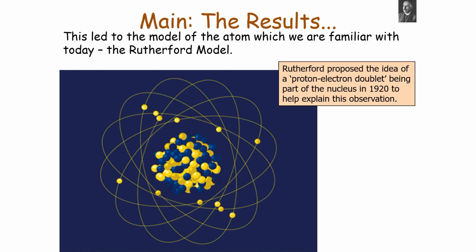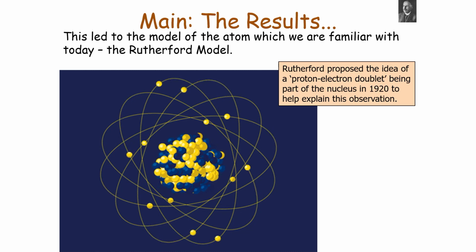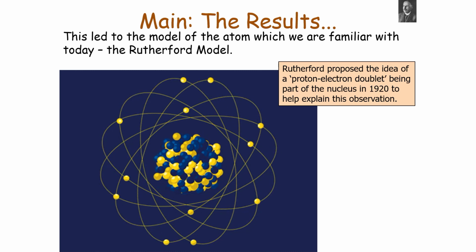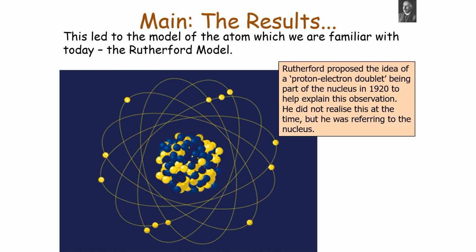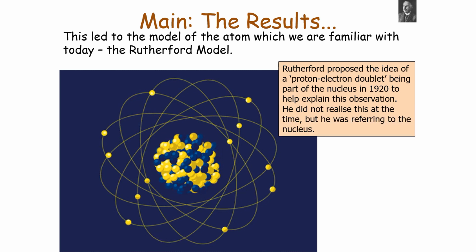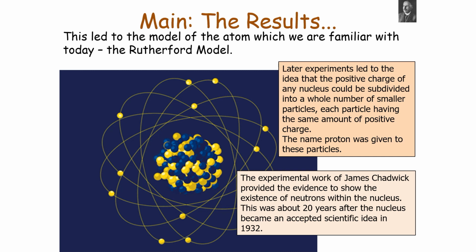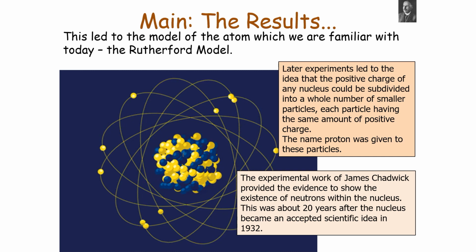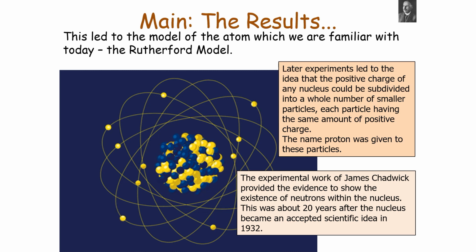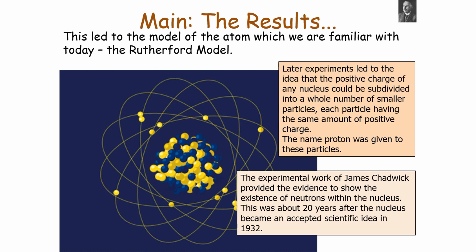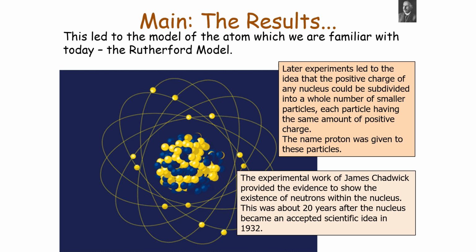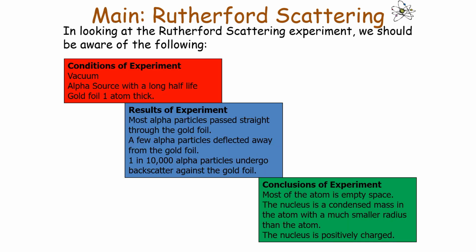So Rutherford proposed the idea of a proton-electron doublet being part of the nucleus in 1920 to help explain this observation. He didn't realise it at the time, but he was actually referring to the idea of the neutron. The experimental work of James Chadwick showed that neutrons must exist within the nucleus, and this was about 20 years after the nucleus became an accepted scientific idea, in 1932. So in looking at the Rutherford scattering experiment, we should be aware of, firstly, the conditions of the experiment, secondly, the results of the experiment, and thirdly, the conclusions of the experiment.